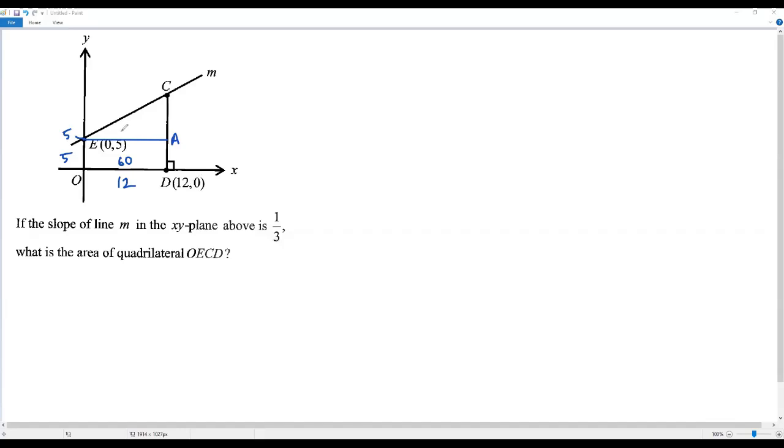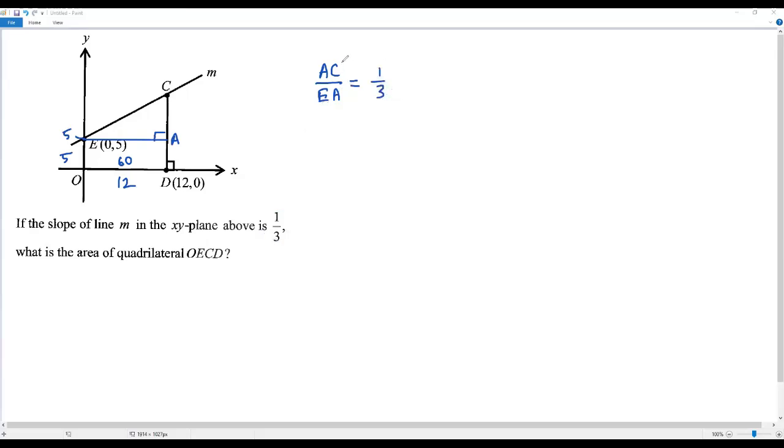Okay, now my aim is to get the area of this right triangle EAC. So for that, I'm going to consider the rise and run of the line M over here. So for this line M, OE represents a run and this CA or AC represents a rise. So AC represents the rise and EA represents the run. So rise over run gives the slope of the line M. But already the slope of line M is given over here, that is 1/3. Since this AC over EA, that is rise over run, represents a slope, it must be equal to the slope of the line M given in the question, that is 1/3.